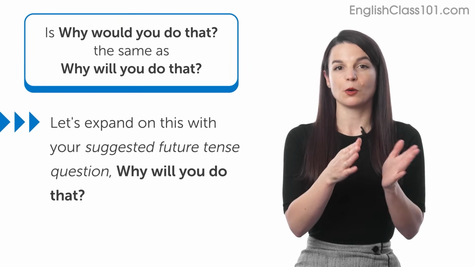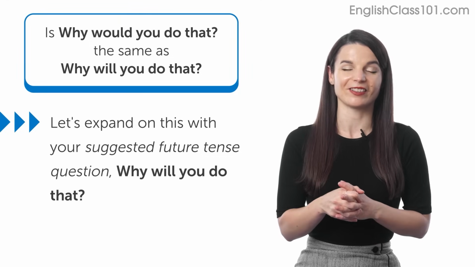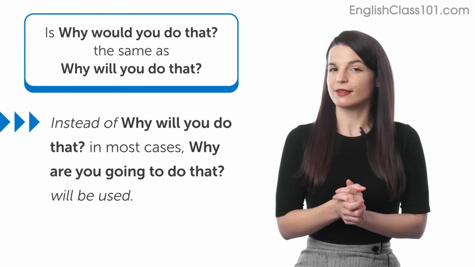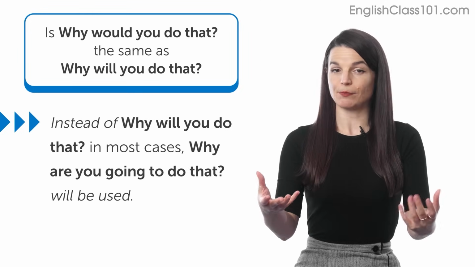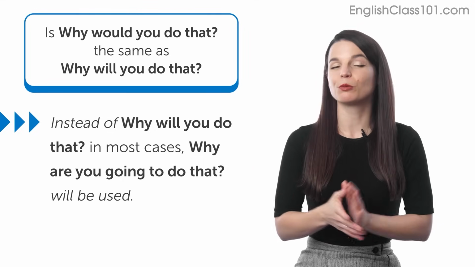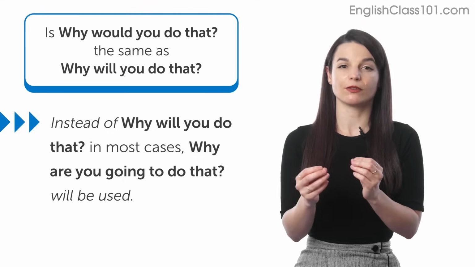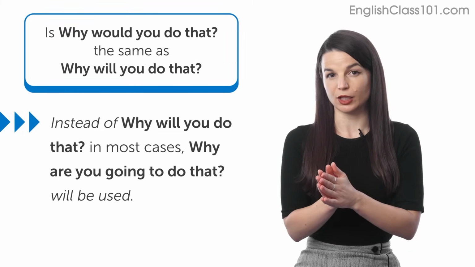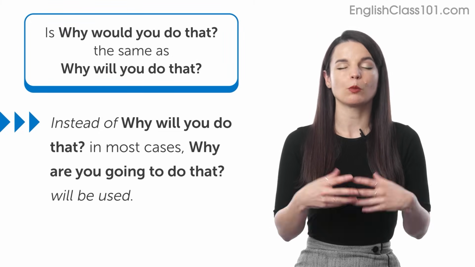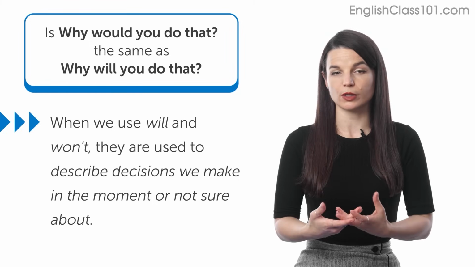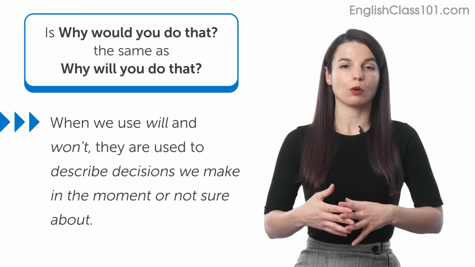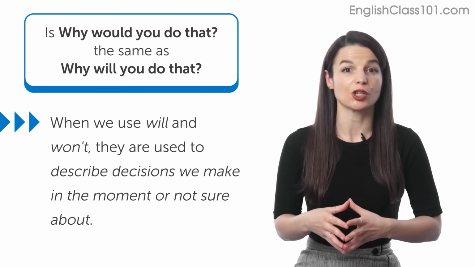Let's continue this with kind of a future tense question then, right? So you've suggested, why will you do that? But we would not say, why will you do that? Instead, we would say something like, why are you going to do that? And the reason for this goes back to the difference between will and going to in terms of grammar points. So I've said it a lot on this channel, but when we use will and won't, we tend to use them for decisions we make in the moment, yeah? Or decisions we're not 100% sure about.